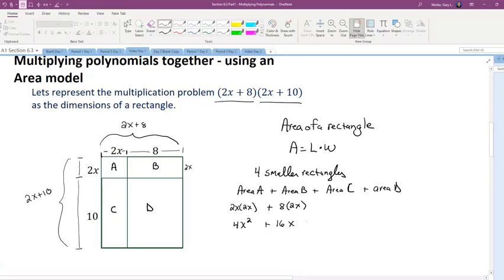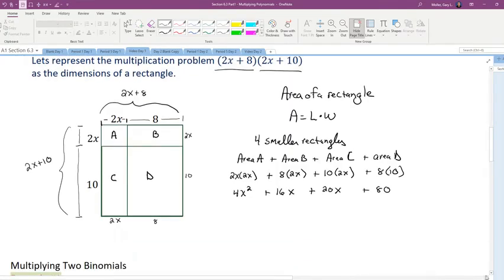Area of C is now 10 units down the side and still just 2x across the side here. And so the area of C would be 10 times 2x, or 20x. And the area of D would be 8 across the side here, right? This is 8, and this is still 10. And so plus 8 times 10, or a total of 80.